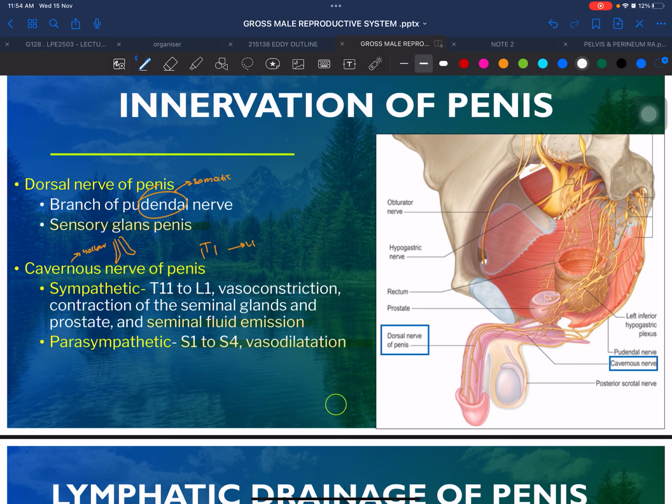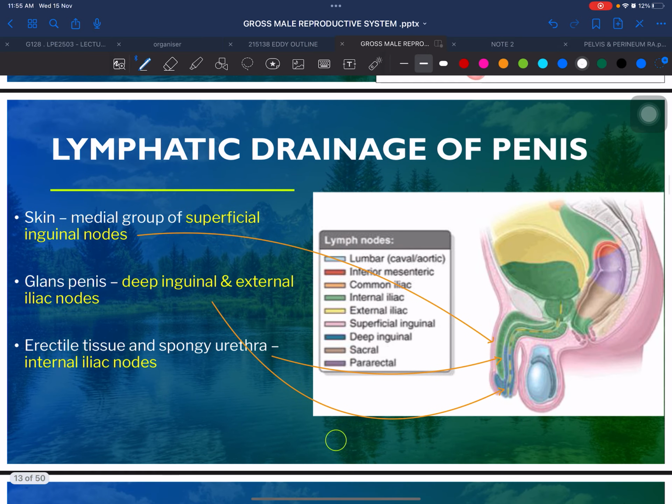Lymphatic drainage: the skin drains to the medial group of superficial inguinal lymph nodes, okay, and then the glans of the penis drains to the deep inguinal and external iliac nodes, and the erectile tissue and spongy urethra drain to the internal iliac lymph nodes.